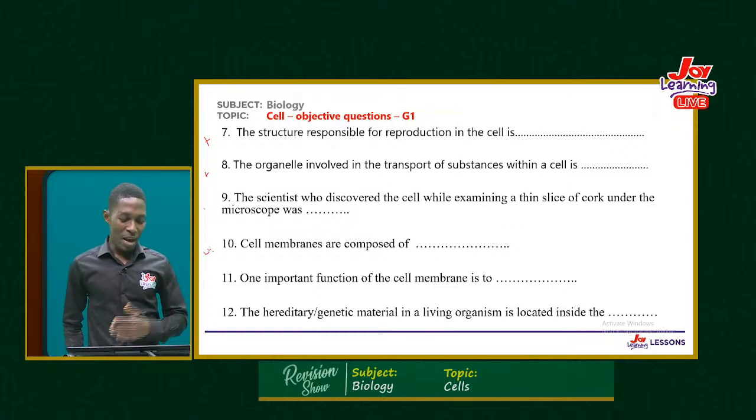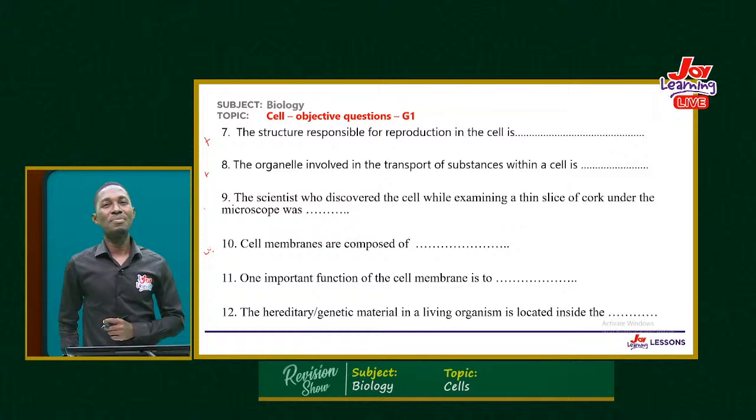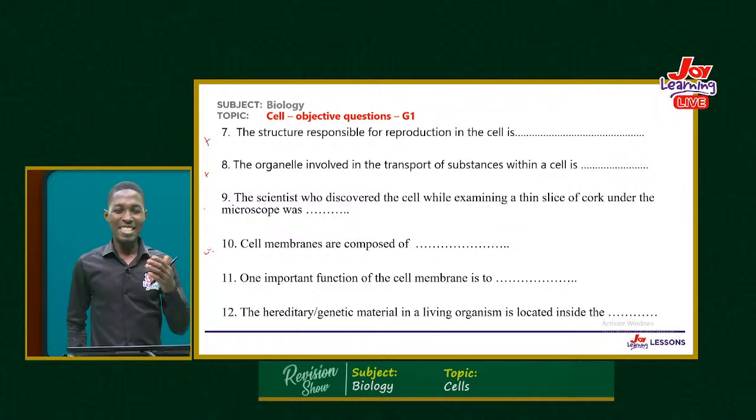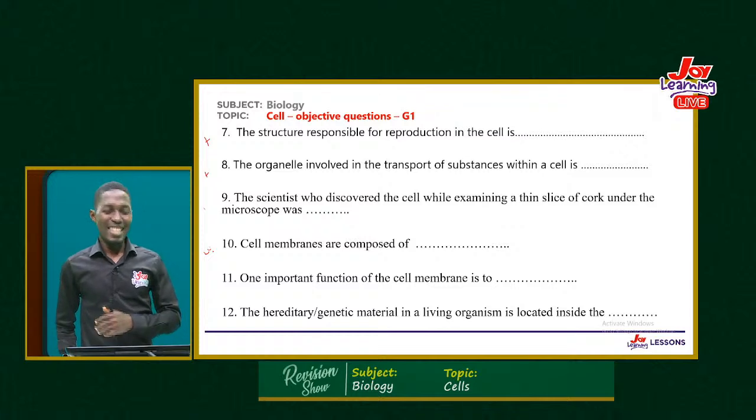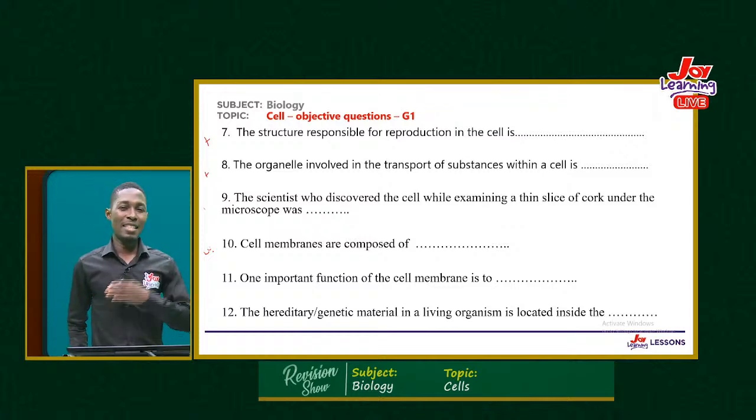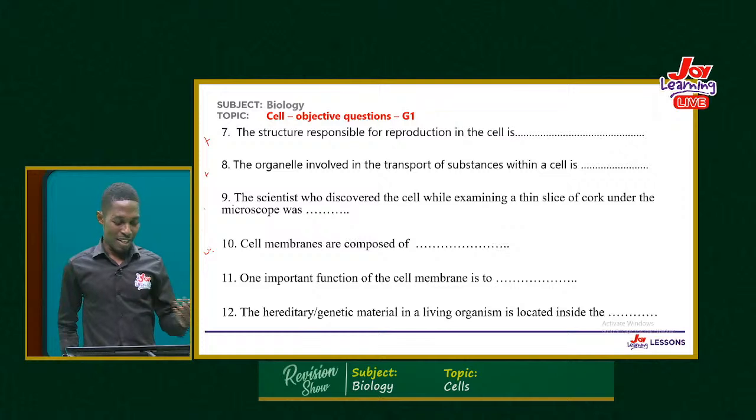Okay. The one important function of the cell membrane is to do what? I use the word very important function. That's to control the selective passage of. I know you've gotten it. Yes, selective permeable membrane. It regulates substance that has to enter and leave the cell.